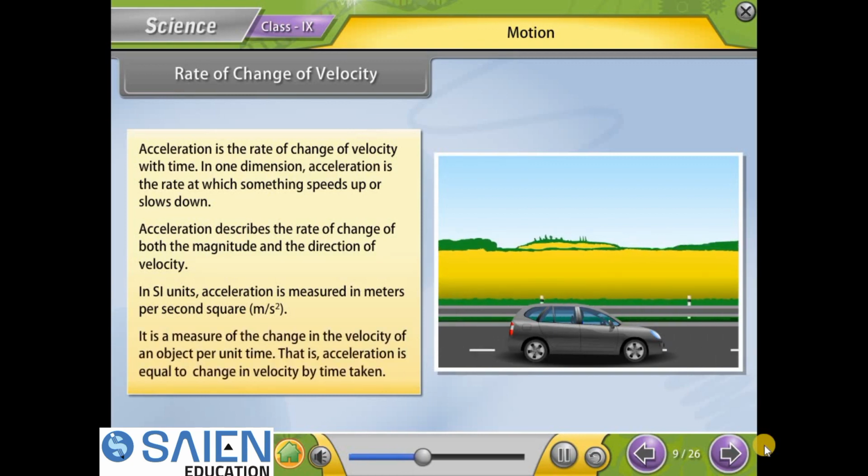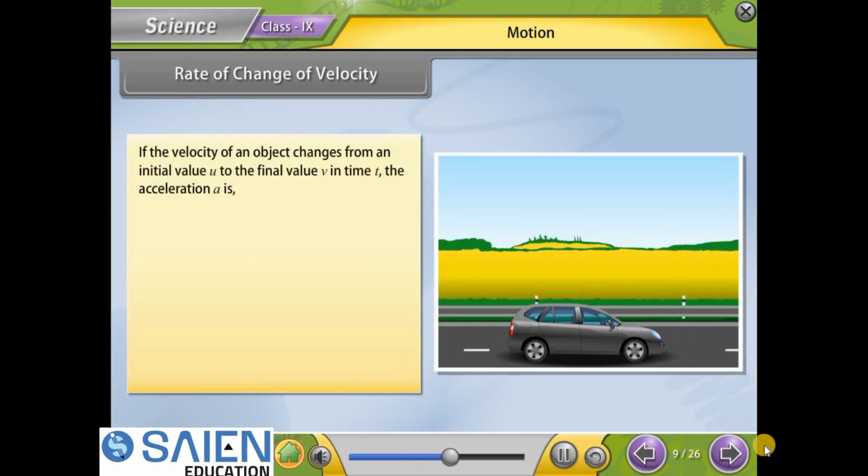In SI units, acceleration is measured in meters per second square. It is a measure of the change in the velocity of an object per unit time. That is, acceleration is equal to change in velocity by time taken. If the velocity of an object changes from an initial value u to the final value v in time t, the acceleration is (v minus u) upon t.